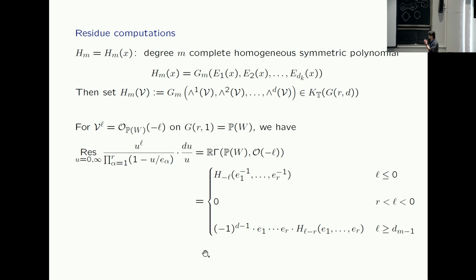Let H be the complete homogeneous symmetric polynomial, and this is written as a polynomial of elementary symmetric functions. Then we substitute V into H by this formula. So in particular, we take V tensor L, L times the tensor of fundamental representations. This gives a tautological bundle on the projective space. So in this case, the left hand side is computed easily. And on the other hand, the right hand side is of this form. So we can get the building block of the right hand side in this way.